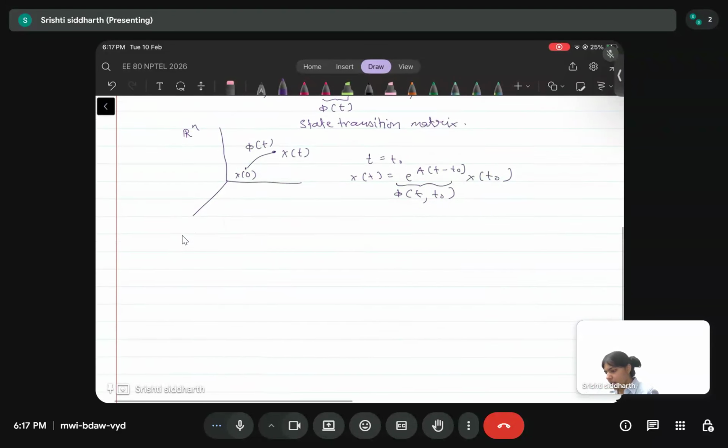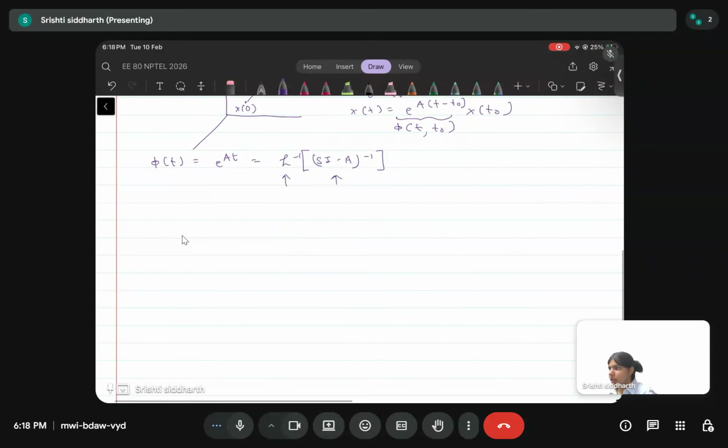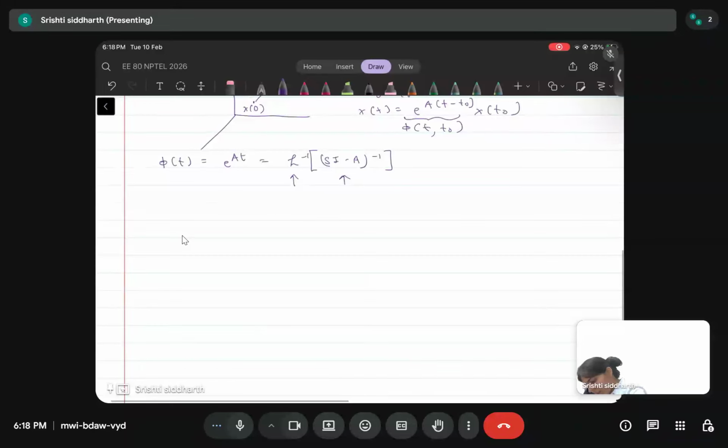Alright. So if we have an LTI system, then phi(t) is simply e to the power At, which is the Laplace inverse of (sI minus A) inverse. We have already looked at how to compute the inverse of a matrix in week 1, and in week 2 we saw how to compute the Laplace inverse while we were talking about diagonalization. So this is okay. Let's move on to a simple second order system.